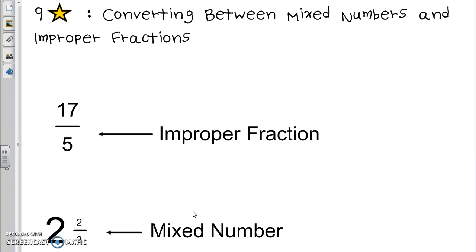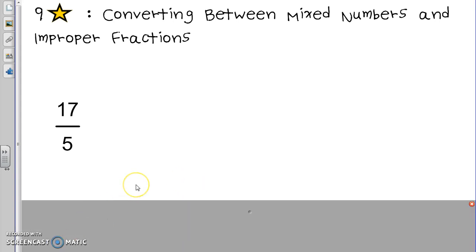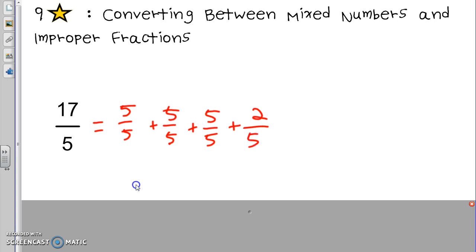What you need to know for lesson 9 star is how to convert between the two of these, because you can make any improper fraction a mixed number, and you can make any mixed number into a fraction as well. Let me show you how to do that with the first one, 17/5. Now you learned something with decomposing fractions, that 17/5 is going to equal 5/5 plus 5/5 plus 5/5. Let me think, how many more do I need? 5, 10, 15, I need 2 more fifths. And that's going to equal 17/5.